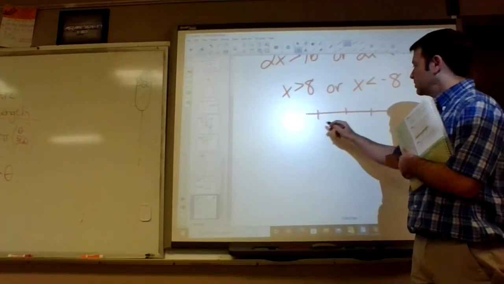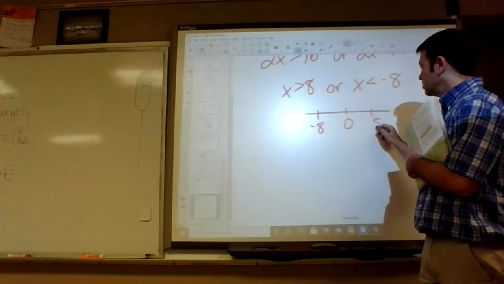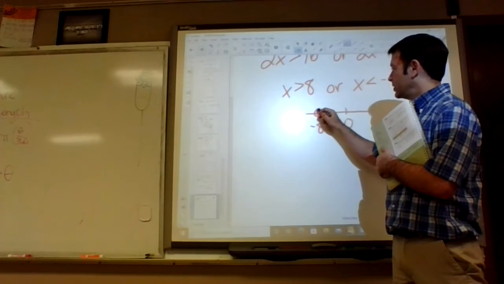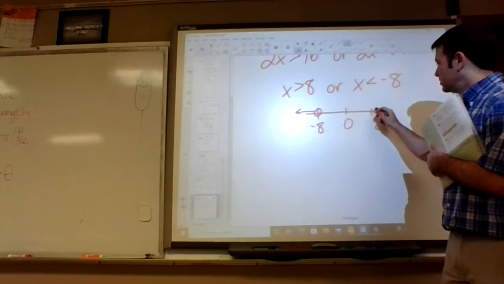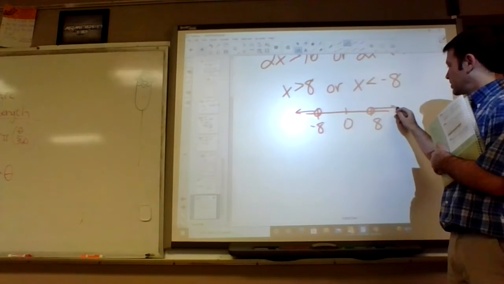Graph. X is less than -8, looks like that. X is greater than 8, looks like that.